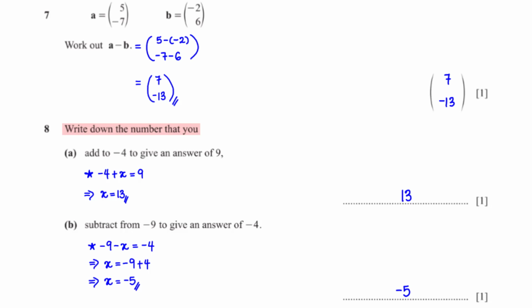Write down the number that you subtract from negative 9 to give an answer of negative 4. In this case, if we subtract x from negative 9, we get negative 4. When we group like terms, we have x equals negative 9 plus 4. Negative 9 plus 4 is negative 5.